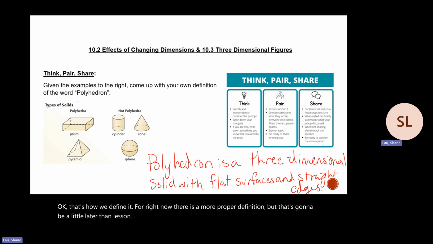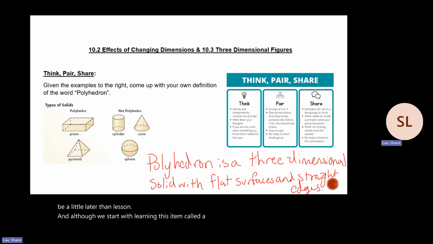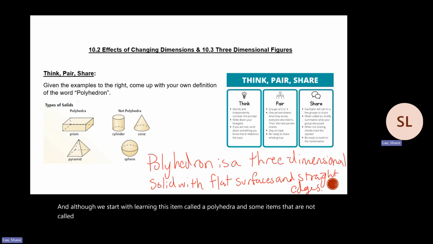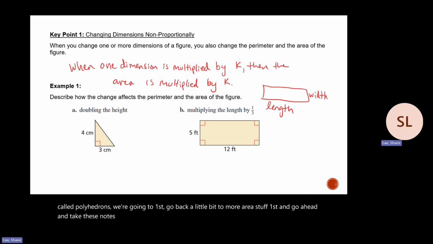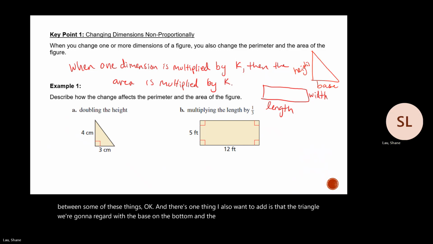And although we start with learning this item called a polyhedra and some items that are not called polyhedrons, we're going to first go back a little bit to more area stuff first, and go ahead and take these notes down. These notes are important for us to decipher the differences between heights at top, just like this. I think a lot of us already read it like this, but just so we're all very clear on it.